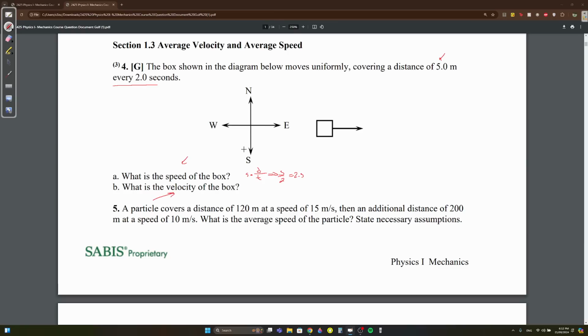What's the velocity? Velocity is displacement over time, right? x over t. So it's going to be, again, 5 over 2, which is 2.5 meters per second. Definitely, guys, the unit.